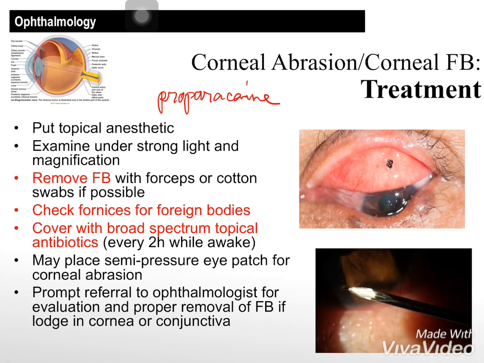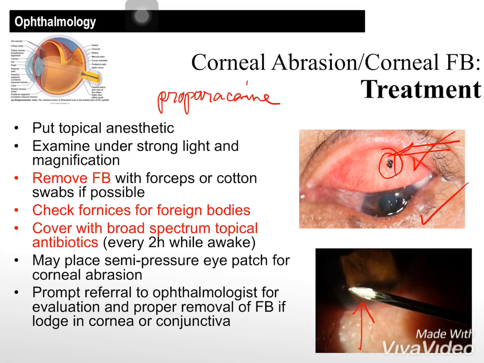Use a strong light. You have to flip the eyelids, both the upper lid and the lower lid. You check the fornices for foreign body, and if you see a foreign body, then you may try to remove it using your forceps or a cotton swab. You may also use the tip of a needle, but you have to place it sideways. Do not point it directly at the foreign body, as you might puncture the skin or the cornea itself.